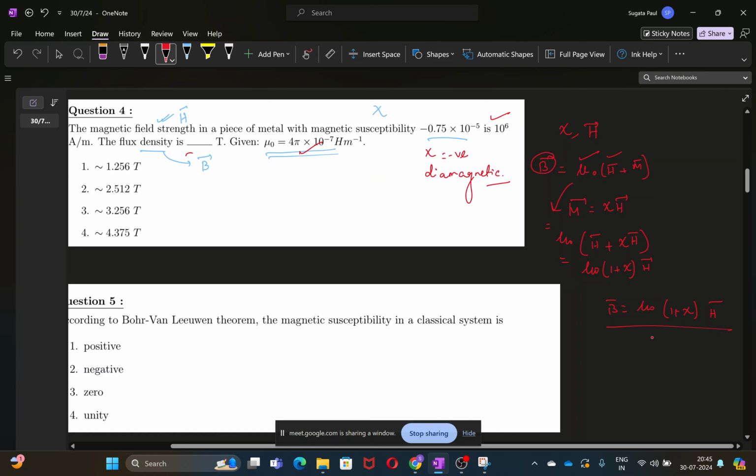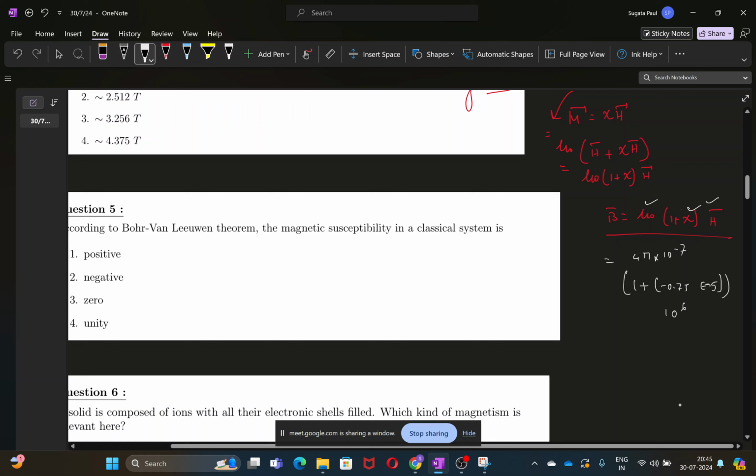Now we have to calculate the B vector value. All the other values have already been provided in the question, so we'll just plug in the values and check what is the correct option. Just put in the values of mu naught, chi and H from the question. Mu naught is given here as 4 pi into 10 to the power minus 7 Henry per meter, which means it is in SI units. And then 1 plus chi, with chi being minus 0.75 into 10 to the power minus 5, and then the H vector is 10 to the power 6 ampere per meter. So all of these are in SI units.